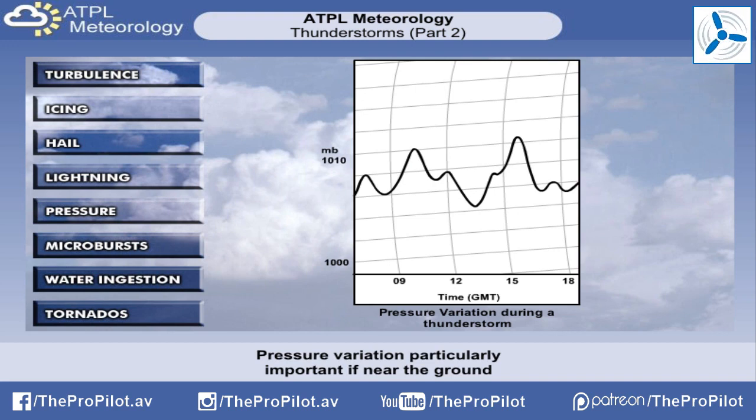Pressure variations. Large pressure variations can occur in and around cumulonimbus clouds. Changes to the QNH, or QFE, can lead to errors in the indicated height of ±1,000 feet, or ±300 meters. These, together with severe turbulence and strong winds, can give very dangerous conditions near the ground.